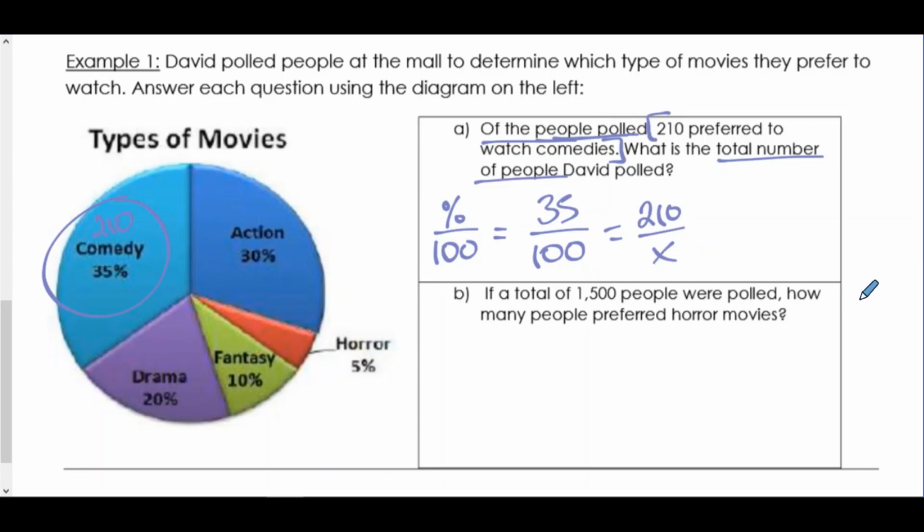All right, so I'm going to have you cross multiply and finish that problem. But that setup is generated by the percent over 100, the percent over 100, and then think about what this means. That's comedy out of total, so this also needs to be comedy out of total.